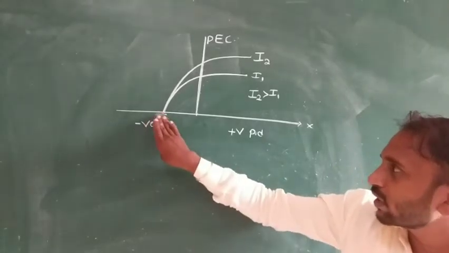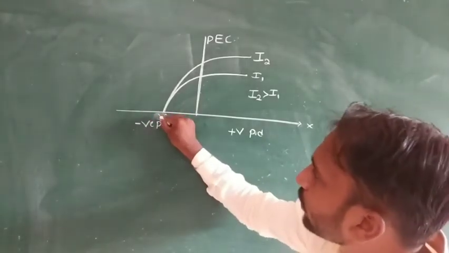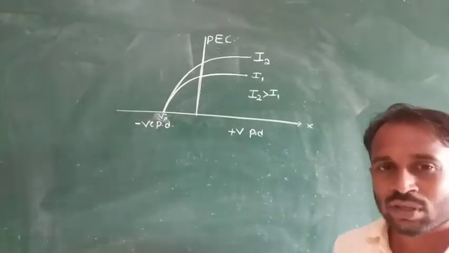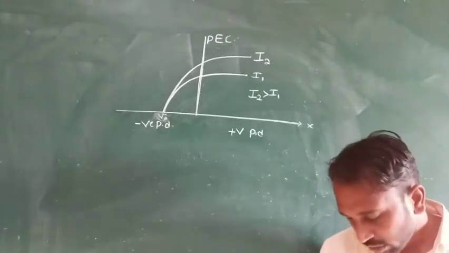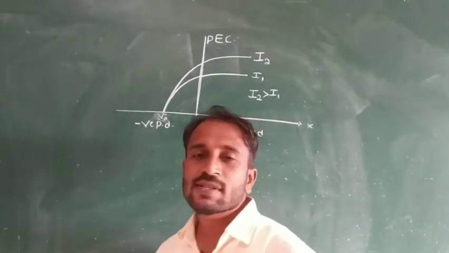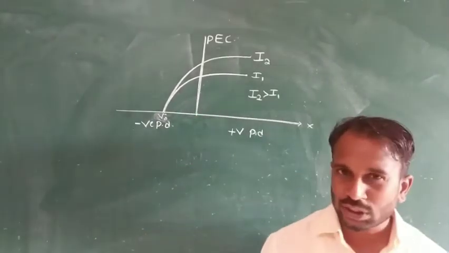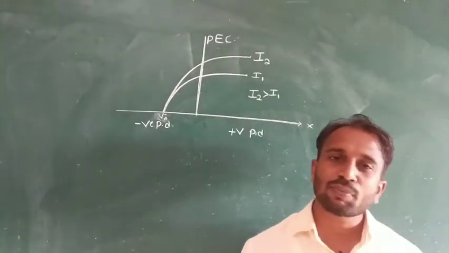So this one we consider as V naught. Next, we consider the relation between frequency and stopping potential. Frequency versus stopping potential.